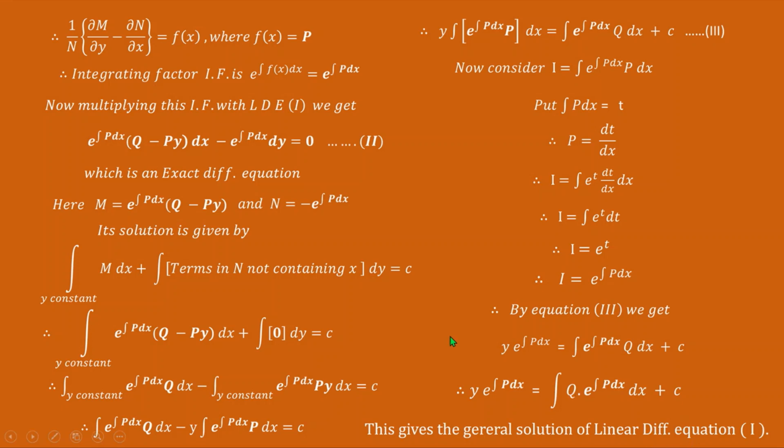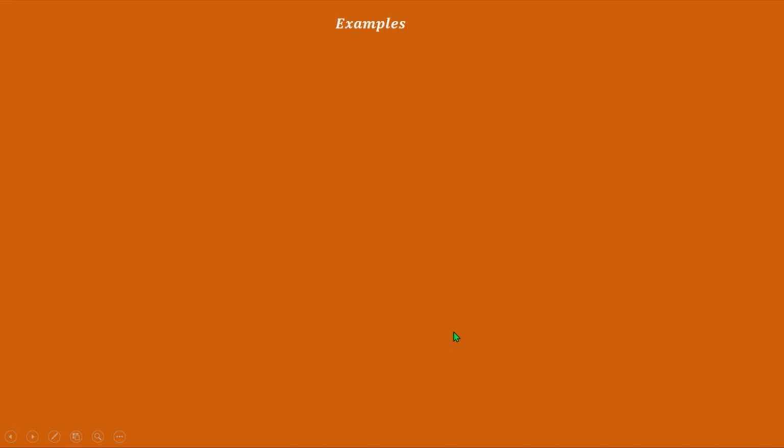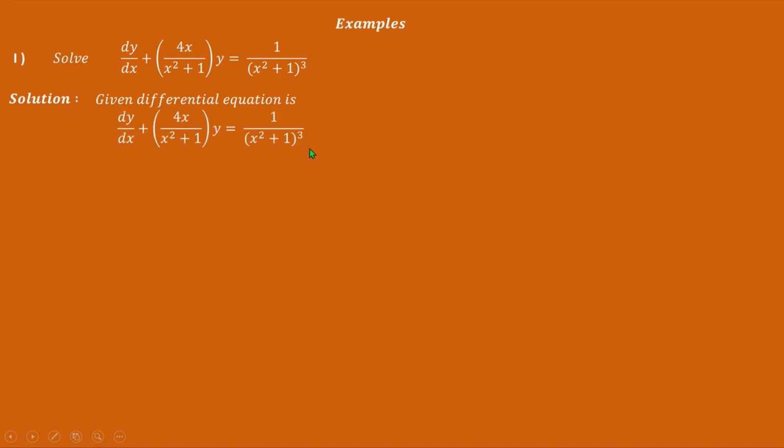Now we have to see some examples on linear differential equation. So see the first example. Solve dy by dx plus 4x upon x square plus 1 into y is equal to 1 upon x square plus 1 bracket cube. Solution. Now see this differential equation. This is of the type dy by dx plus py equal to q, where p and q both are functions of x. So this is the linear differential equation. So here value of p is 4x upon x square plus 1 and value of q is 1 upon x square plus 1 bracket cube. This is differential equation number 1.